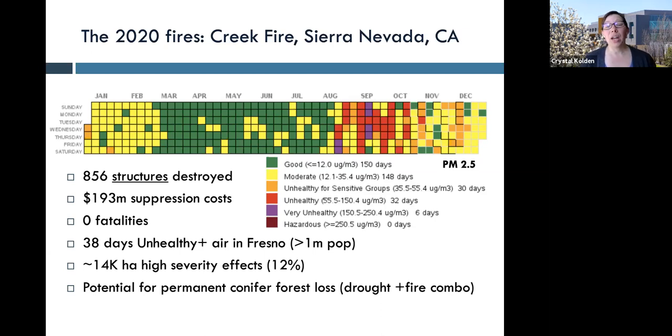We also had on the Creek Fire about 14,000 hectares of high severity fire, right? And high severity fire is problematic in the Sierra Nevada for a lot of reasons, including that there are places in the Sierra Nevada where we are ecologically projecting that we're going to permanently lose conifer forest because of the 5-year drought killing off all the trees, and now the Creek Fire coming through.